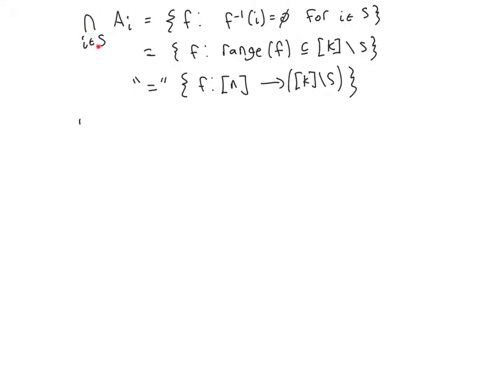So we study this intersection in stages. What does this intersection mean? It's the set of all functions where the preimage of i is the empty set for all i in the set S. Of course, from the point of view of definitions of functions, that's the same thing as saying that the range of the function is a subset of this set difference. In other words, the function values have to take on values between 1 and k that aren't in S, because otherwise this preimage would be non-empty.